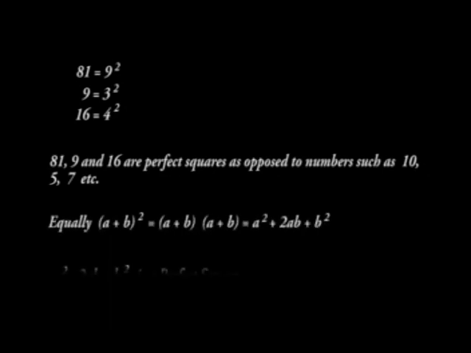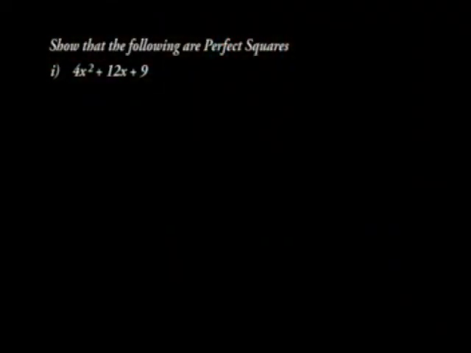Equally, a plus b squared is equal to a plus b times a plus b, which is a squared plus 2ab plus b squared. a squared plus 2ab plus b squared is a perfect square. We know that an expression is a perfect square or not if we factorize. For example, show that the following are perfect squares.